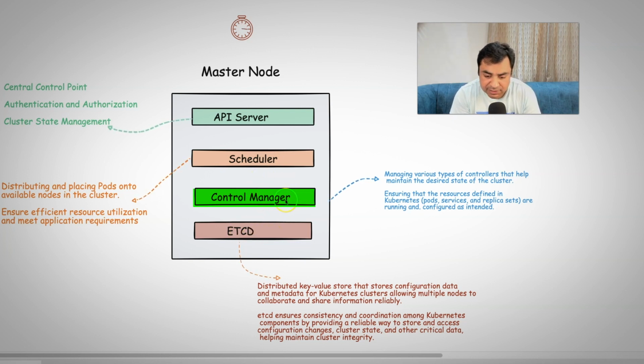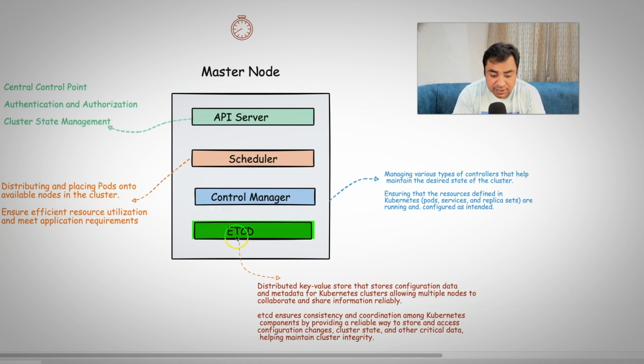So the controller manager has different types of controllers as well, like the node controller, replication controller, and then we have other controllers like the endpoint controller, service account, and token controller. We'll discuss these components in detail in future videos, but at a high level, this is a core component.